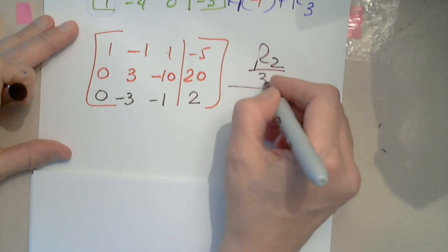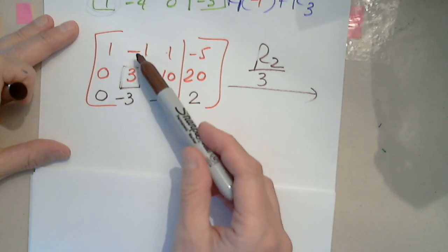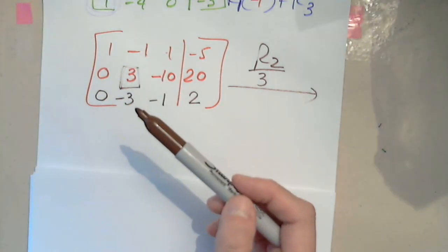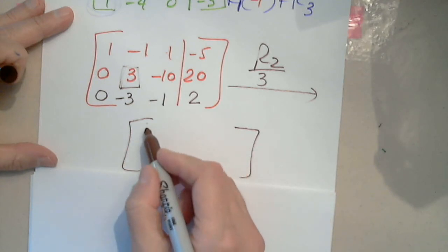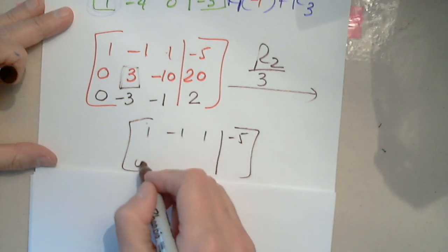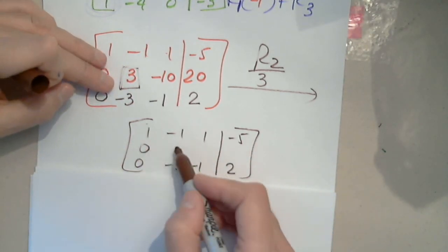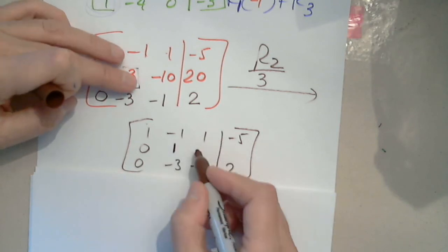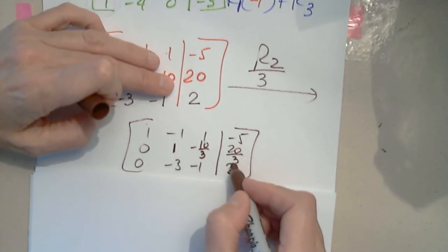Row 2 divided by 3, because we need the 1 in here. Why do I need the 1? So I can eliminate these 2. So 1, -1, 1, -5. 0, -3, -1, the last row. Of course 0, of course 1, -10 over 3, and 20 over 3.